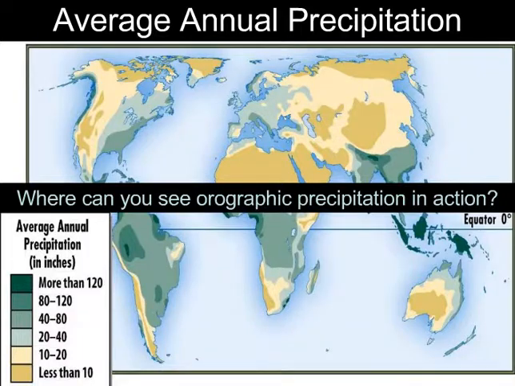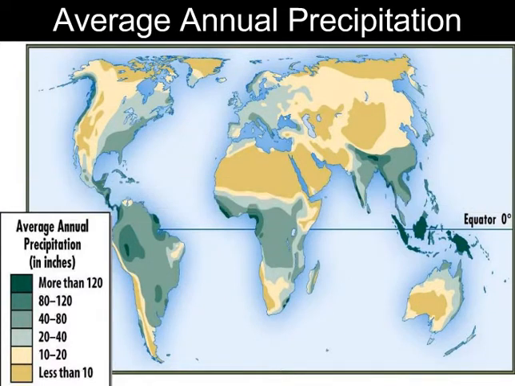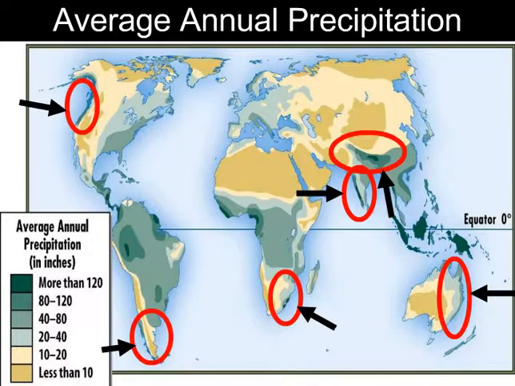And we'll do a quick pop quiz. Where can you see orographic precipitation in action? Think about where you can see upland areas and their influence on precipitation levels. Let's go ahead and pause it. And then right now, you can see the results.